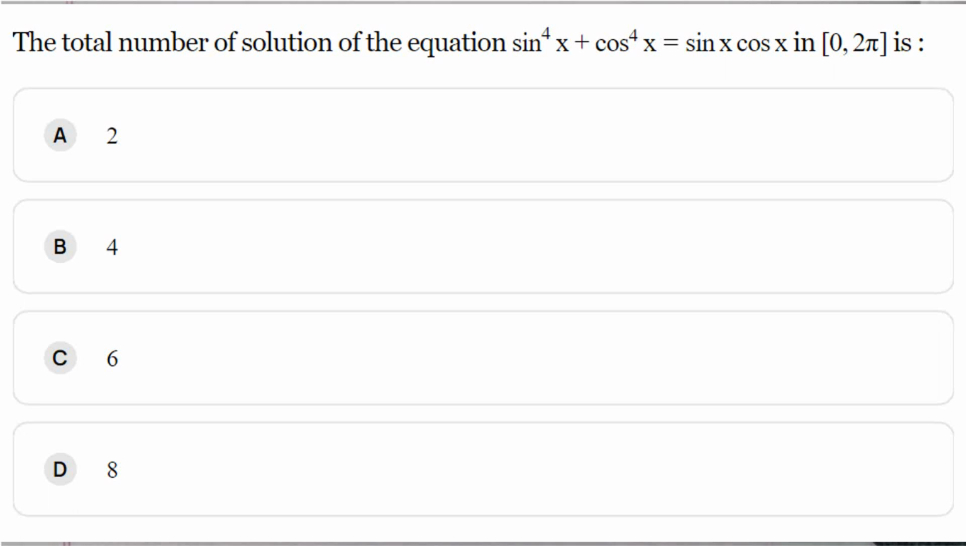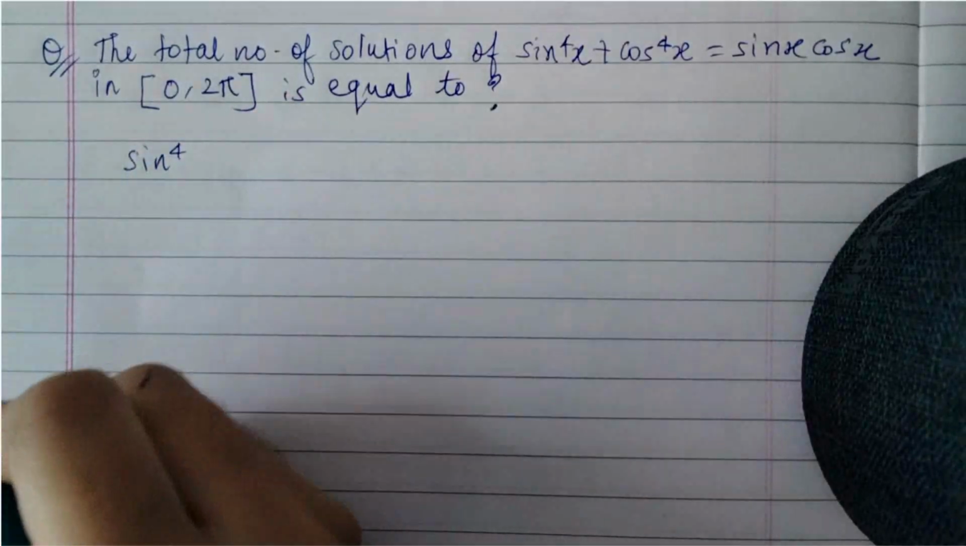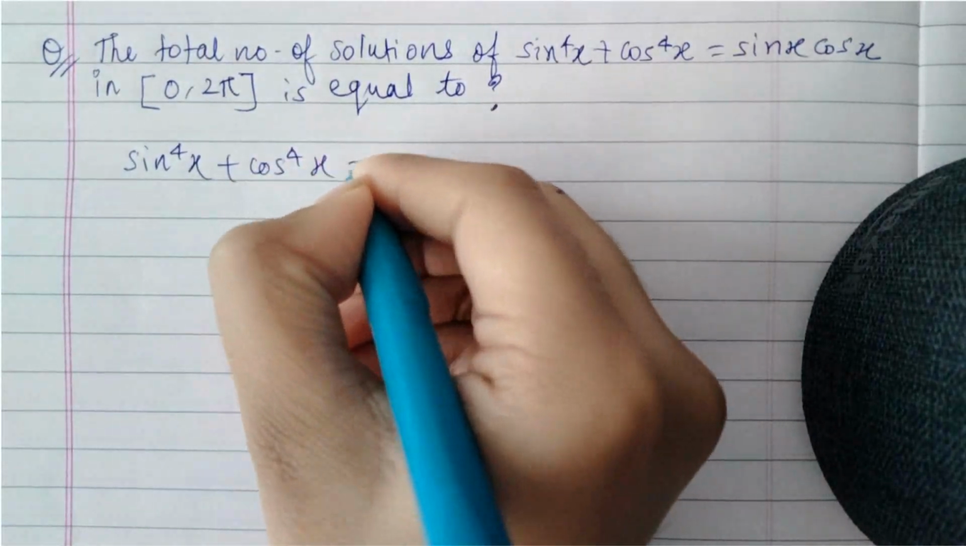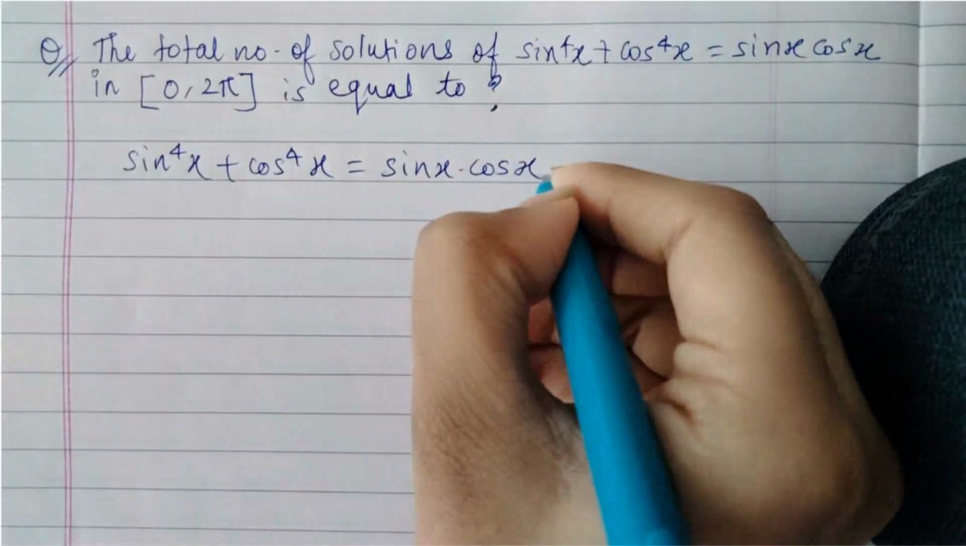The question says: the number of solutions of the equation sin⁴x + cos⁴x = sin x cos x in the interval 0 to 2π is equal to. So let us solve the equation. sin⁴x + cos⁴x = sin x cos x.